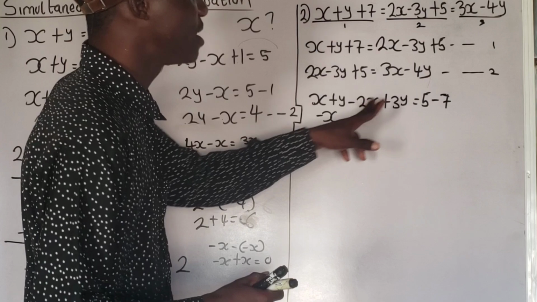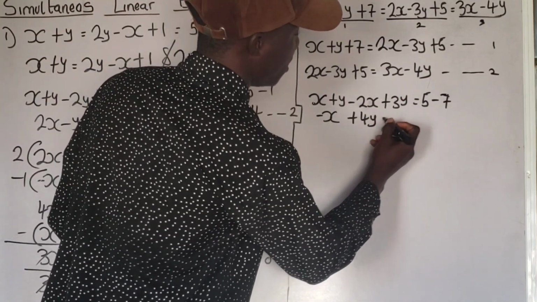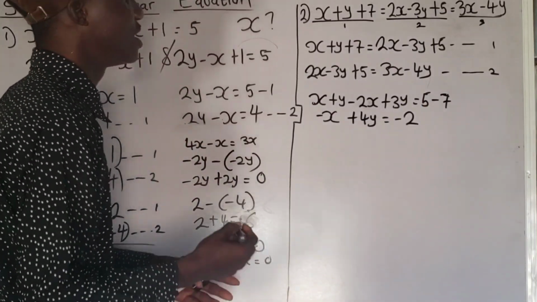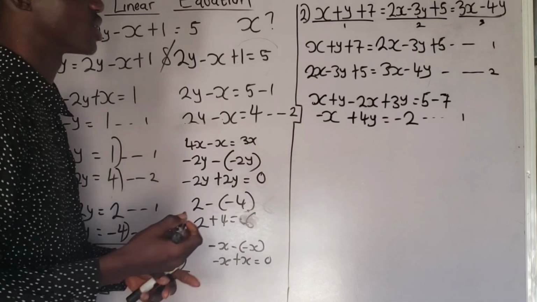Now, positive y, positive 3y. That will be what? Positive 4y, equals to negative 2. You understand? Because 5 minus 7 is what? Negative 2. Now, this is the first equation. Let's deal with the second equation also.